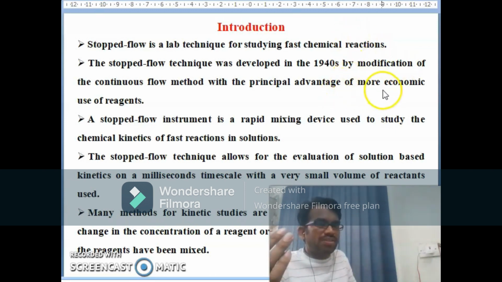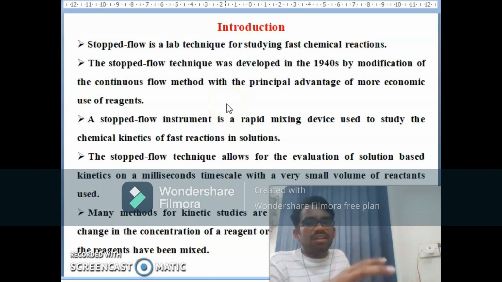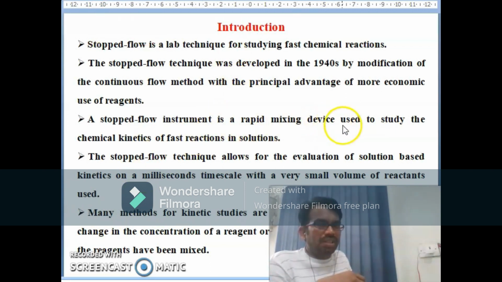The principal advantage is the more economical use of reagents. Because reagents can be used economically, the stopped-flow technique was developed. A stopped-flow instrument is a rapid mixing device used to study the chemical kinetics of fast reactions in solution. Stopped-flow techniques allow evaluation of solution-based kinetics on a millisecond time scale, with very small volumes of reactants used.